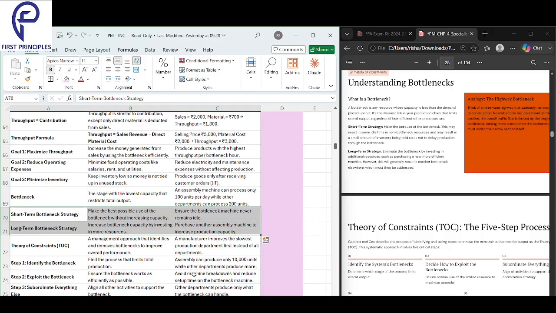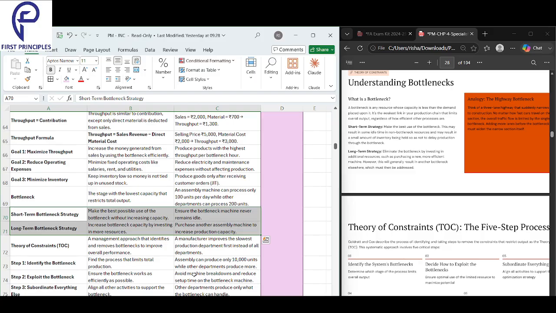In the second case, what do you do? You ensure that the bottleneck machine never remains idle. That there is a bottleneck. What is a bottleneck? A bottleneck is basically a constraint that is causing the overall output to come down, and the stage with the lowest capacity that restricts your total output is called the bottleneck stage, right? This totally restricts your output.